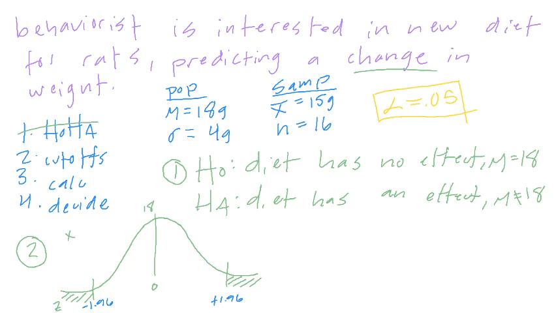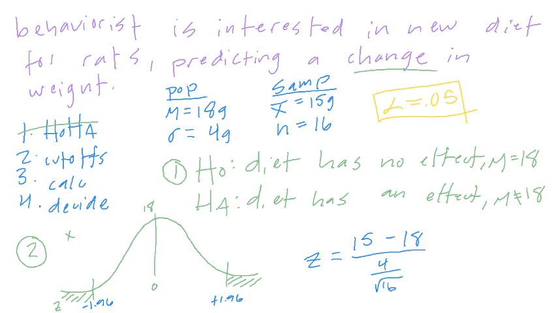We have all of our values here that we need to calculate. And in fact, I think I might be able to keep it all on the same slide here. So let's give it a try. All right, so Z is equal to our sample mean, which is 15 grams, minus our population mean, which is 18 grams, all over the standard deviation of the population over the square root of our little n, our little n of 16.